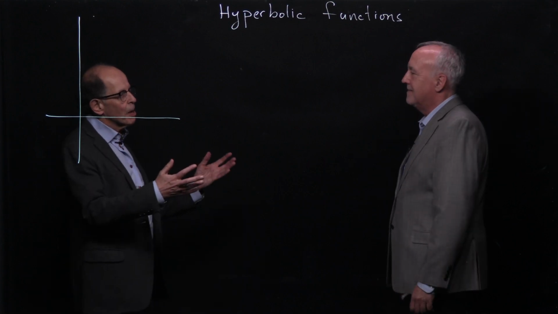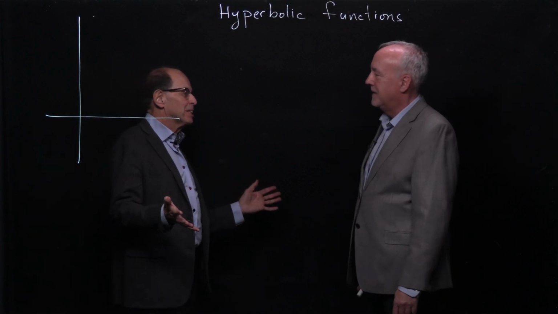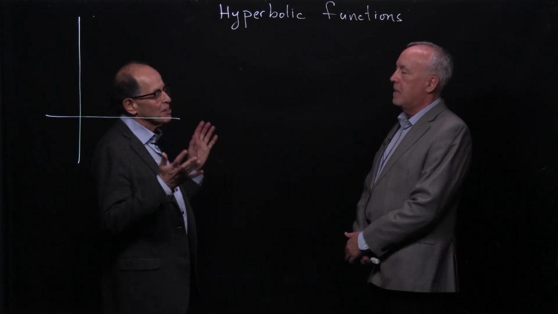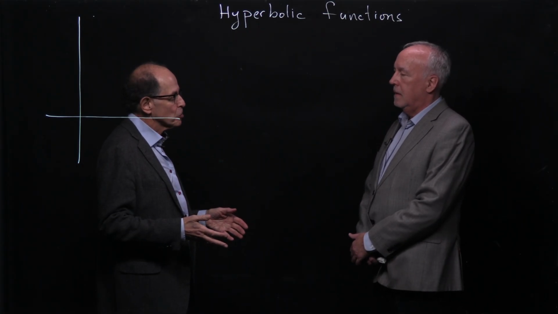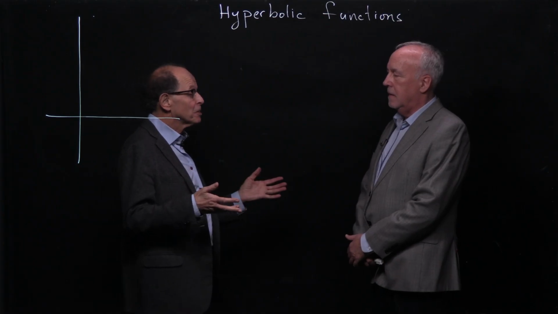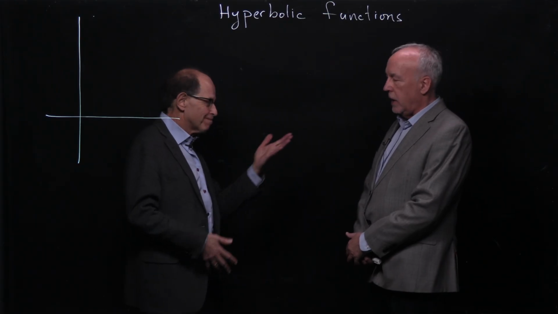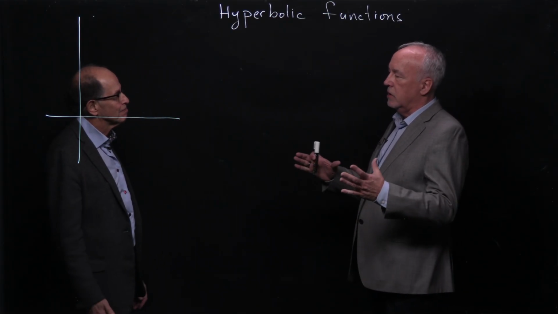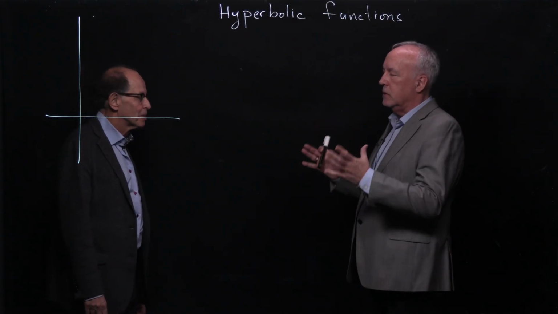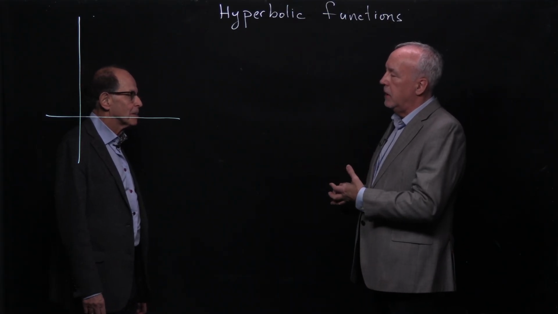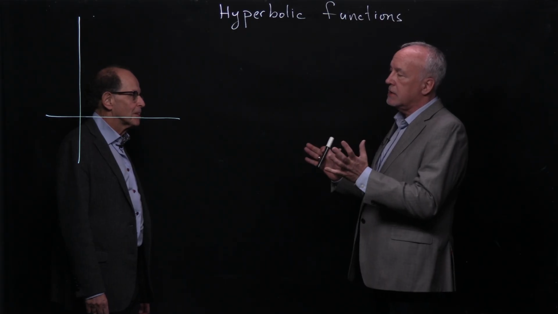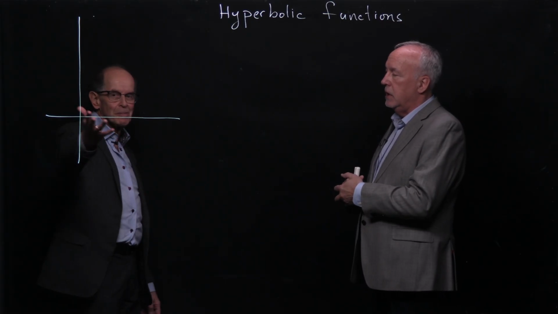Well, let's follow on this beautiful geometric adventure, Michael. We've done the trig functions, sine and cosine, but there's another function that was related to the hyperbola. That's right. So instead of working with the circle, x squared plus y squared equals 1, we can work with a hyperbola. So we just change the sign.